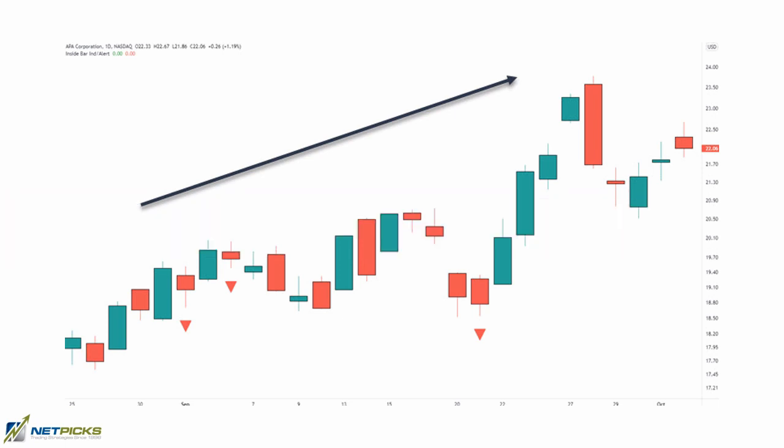Now here you see that the overall price trend is up. We don't need a trading indicator, but we can see that the stock is making higher highs and higher lows. That defines an uptrending instrument.